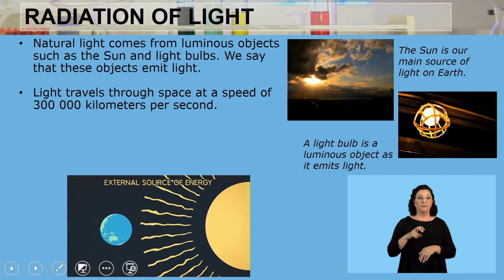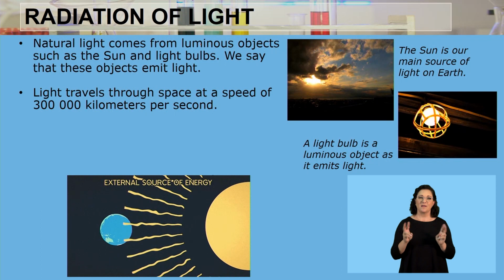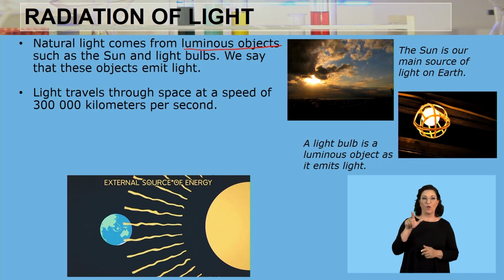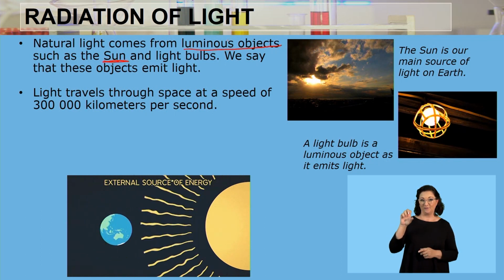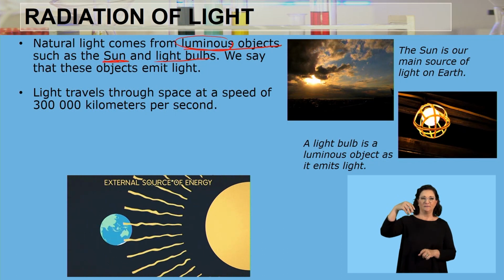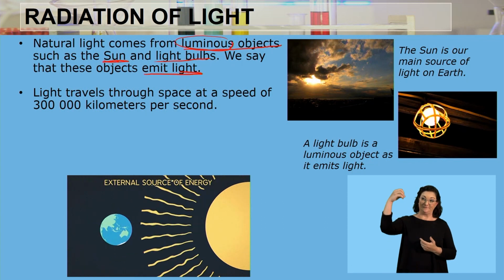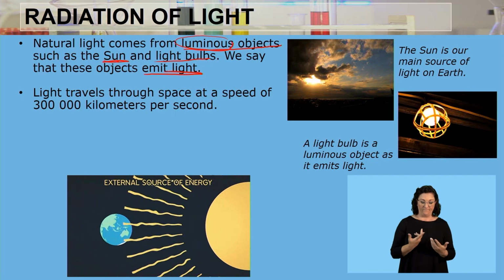Now, what we need to know here is that natural light comes from luminous objects such as the sun. The sun is an example of a luminous object, and also a light bulb. Light bulbs or the sun are regarded as luminous objects because they give off light. They supply the light. We say that these objects emit light, so basically, they produce light. A light bulb produces light. Even the sun produces light. So any object that is able to emit light is regarded as a luminous object.